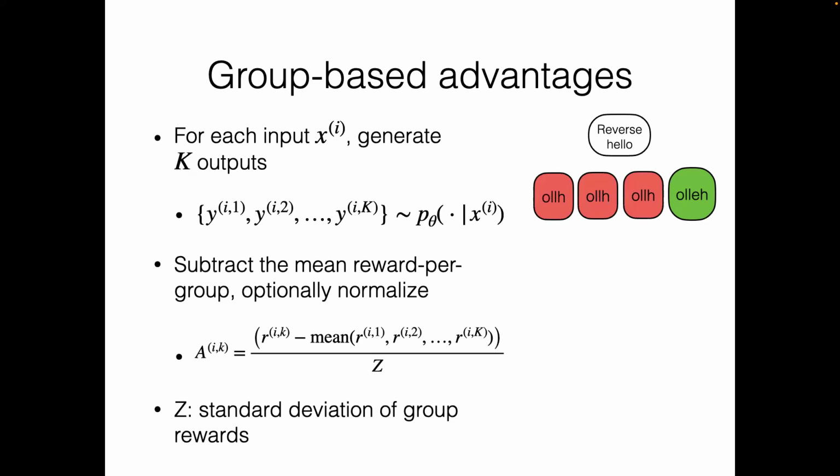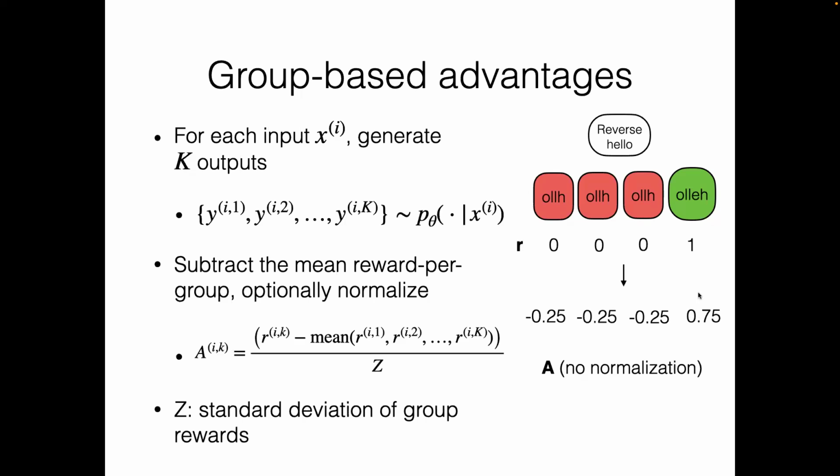So for instance, here's an example. Let's say that we have this input and we generate 4 different outputs. Then we get these rewards, so 0, 0, 0, and 1. Then the mean will be 0.25. And so when you subtract the mean, you could see that these have negative rewards and this has a positive reward. And then you could think about the different cases like, okay, let's say that the mean was 0.5. Well, then maybe this is somehow an easier problem.